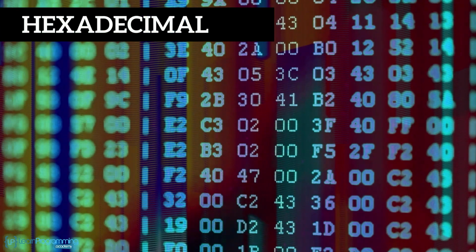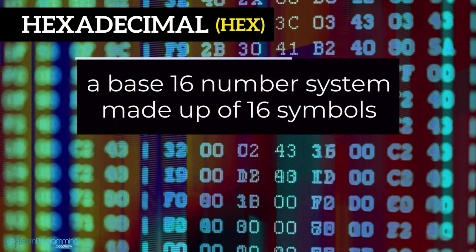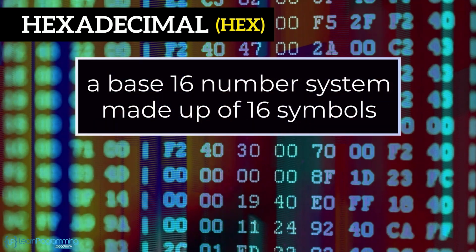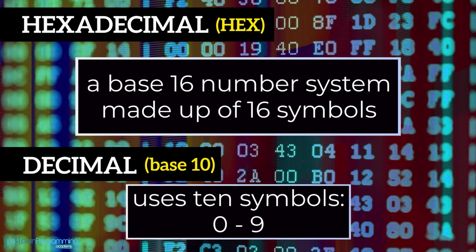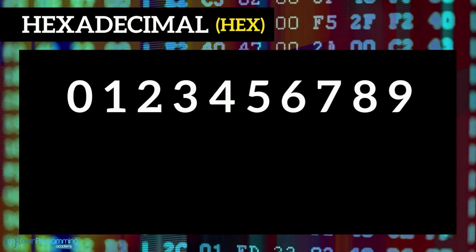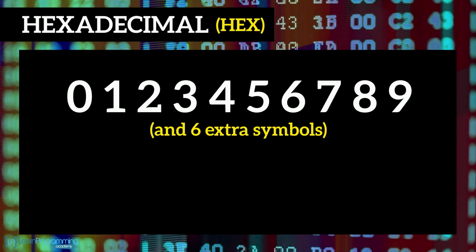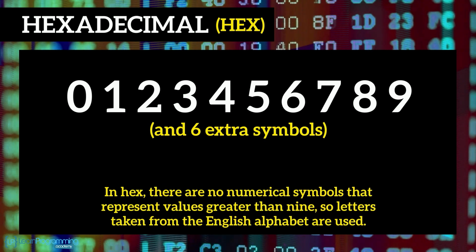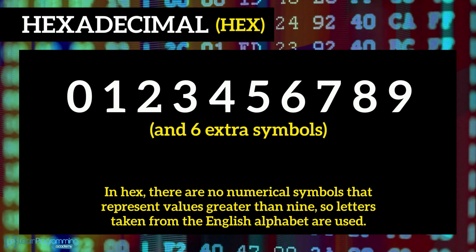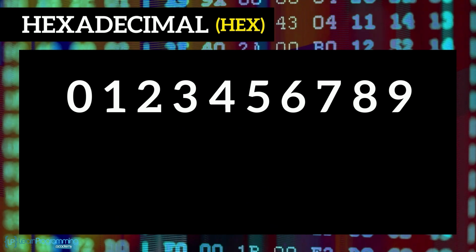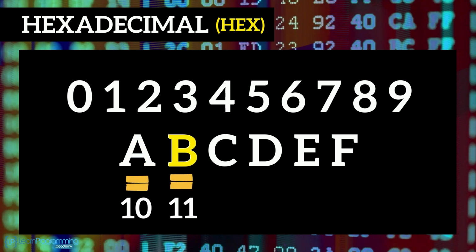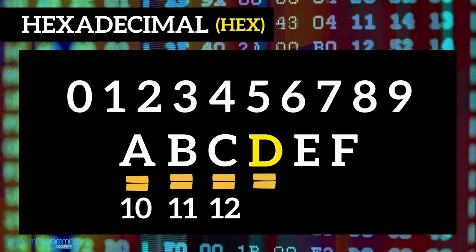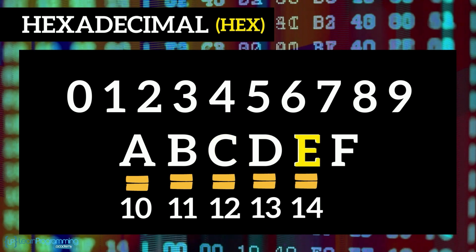The hexadecimal number system, often shortened to HEX, is a base 16 number system made up of 16 symbols. As you know, the decimal number system, or base 10, uses 10 symbols, 0 through 9. Hexadecimal uses the 10 decimal numbers and 6 extra symbols. In HEX, there are no numerical symbols that represent values greater than 9, so the letters taken from the English alphabet are used, specifically A, B, C, D, E, and F. Hexadecimal A equals decimal 10, B equals decimal 11, C equals decimal 12, D equals decimal 13, E equals decimal 14, and hexadecimal F equals decimal 15.